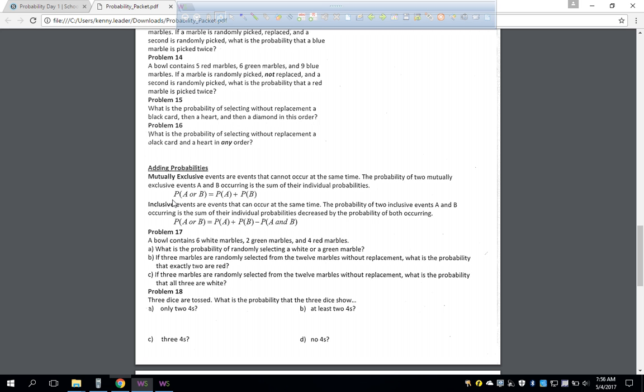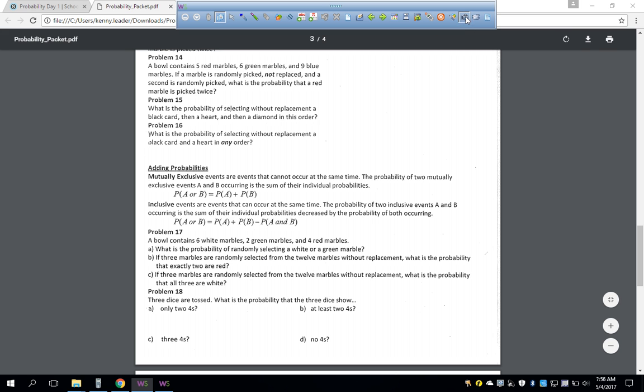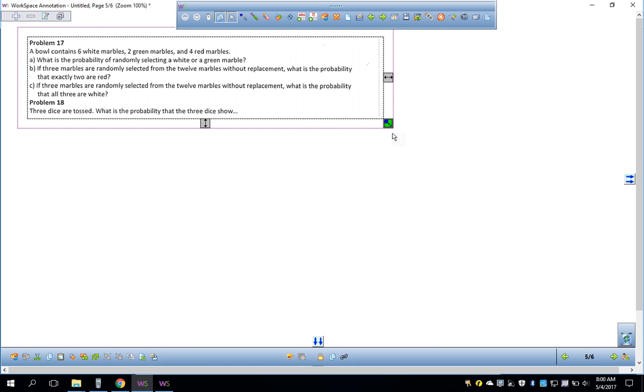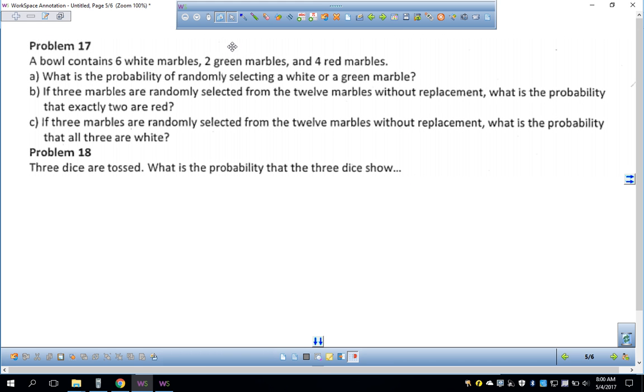Let's just do these examples. Problem 17. A bowl contains 6 white marbles, 2 green marbles, and 4 red marbles. What's the probability of randomly selecting a white or a green marble? How many marbles is that altogether? 12, right?